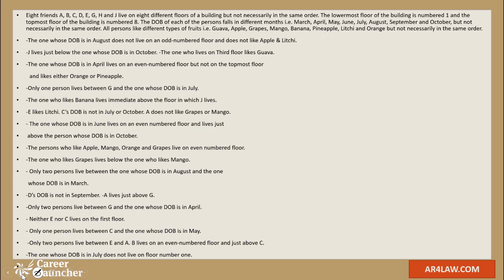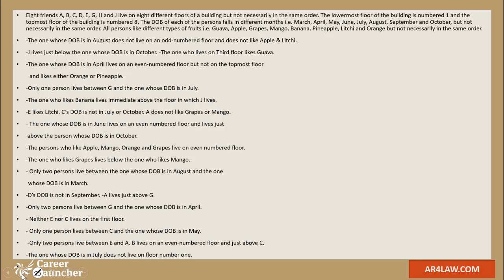So here is the question. There are 8 friends A, B, C, D, E, G, H and J living on 8 different floors. And we know whenever we have a floor based question, the lowermost floor is numbered as 1 and the topmost is numbered as 8. The date of birth of each of the persons falls in 8 different months: March, April, May, June, July, August, September, October, but again not in the same order. And each person likes a different type of fruit, which is guava, apple, grapes, mango, banana, pineapple, lychee, orange, again not in the order.